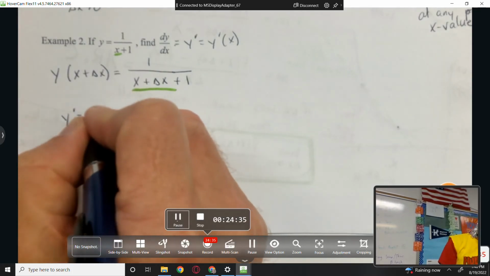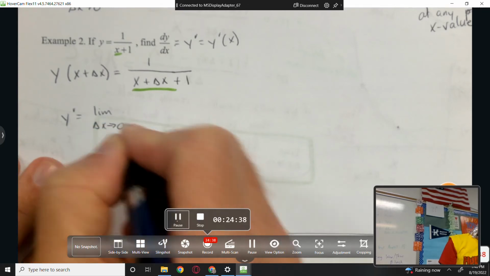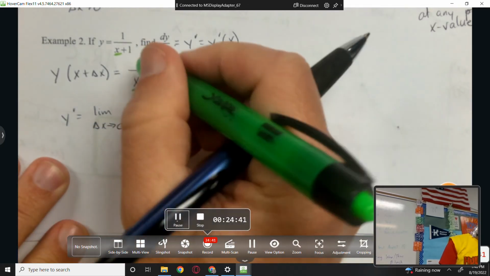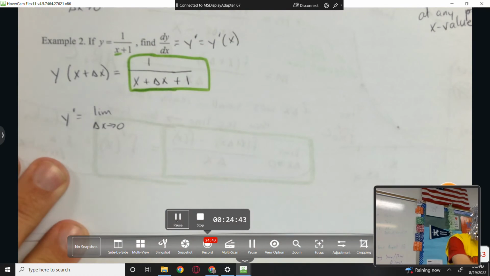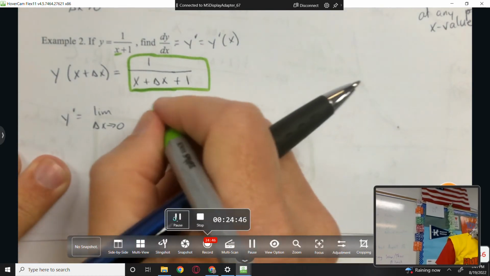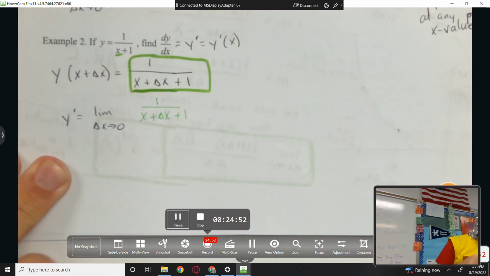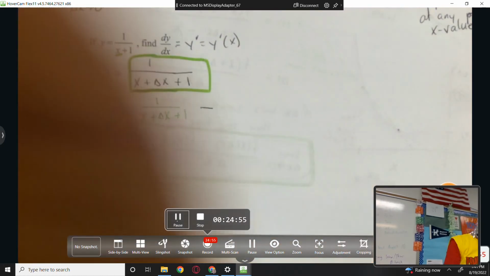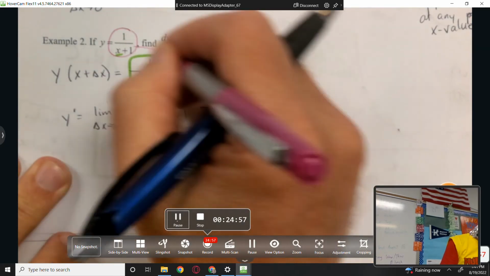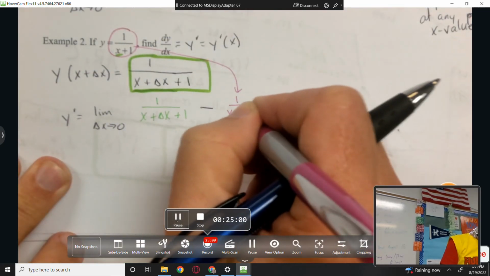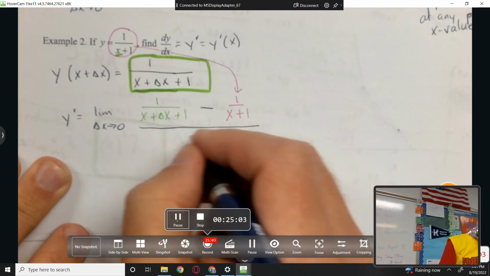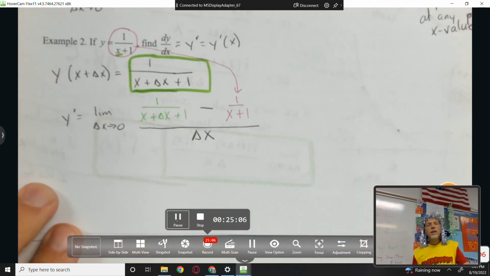So y prime now equals the limit as delta x goes to 0 of y of x plus delta x minus x plus 1, all over delta x. Do we have to do the reciprocal? Not the reciprocal, but we are going to have to fix the bottom fraction. Common denominator. Yeah, the bottom fraction.